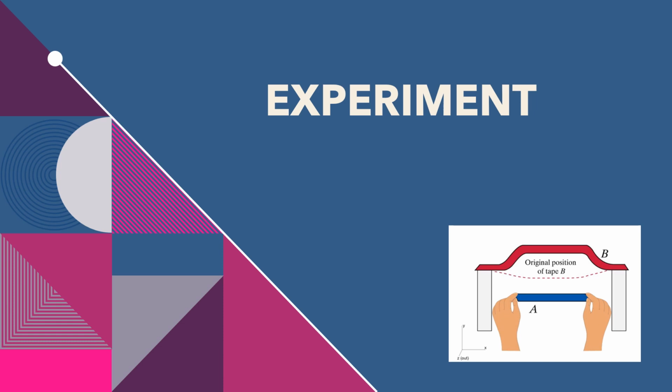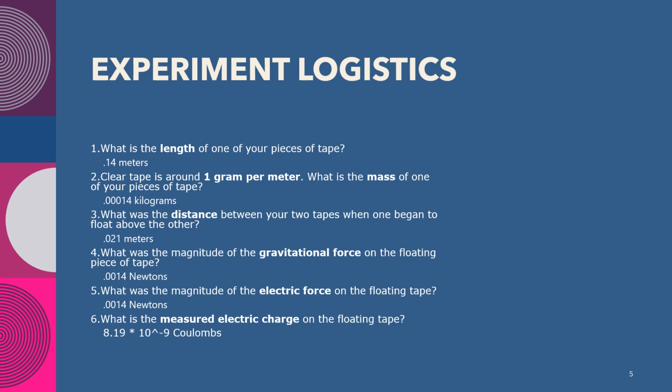The system is going to be the elevated levitating piece of tape, and the surroundings are going to be the tape below it, which is tape A, as well as the entire Earth, which has a gravitational force. So some logistics of the experiment are that the length of one of the pieces of tape is 0.14 meters, and given the conversion rate of 1 gram per meter, that makes it 0.00014 kilograms. The distance between the two tapes when the top one began to levitate was 0.021 meters.